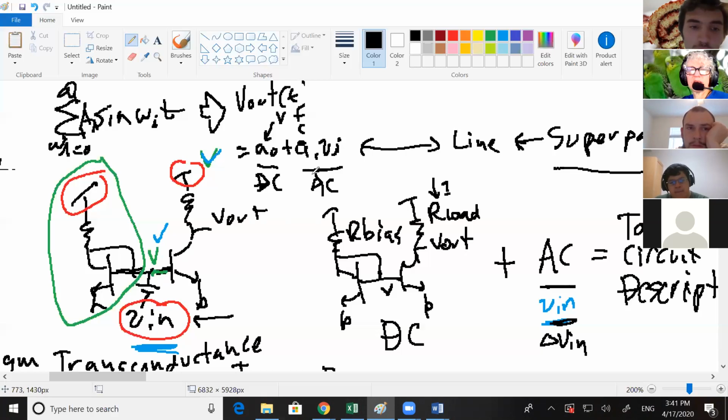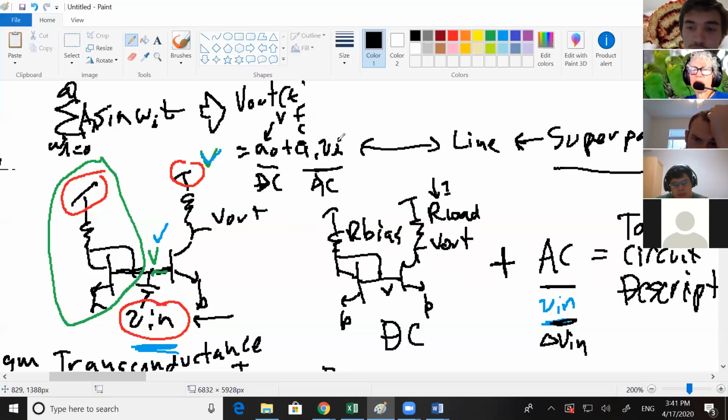Okay. So the second part is this AC part. And it turns out here's your DC part. So that's the circuit for your DC part. And there's two pieces to the total description of your circuit. There's this DC part, which is the first term, and then there's the AC part, which is the second term.